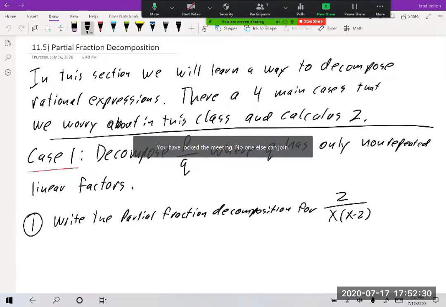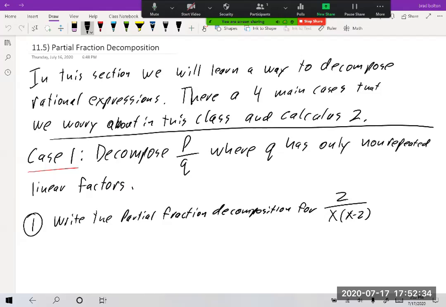Okay, so 11.5 is a section that definitely will come up in Calculus 2. You're going to be asked in Calculus 2 to integrate. So in pre-calculus, we teach you how to take rational functions and decompose them into what they came from. And we call these partial fractions. So in this section, we will learn a way to decompose rational expressions.